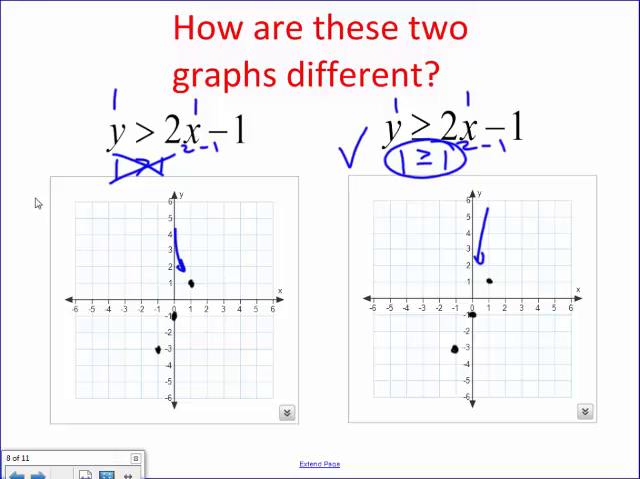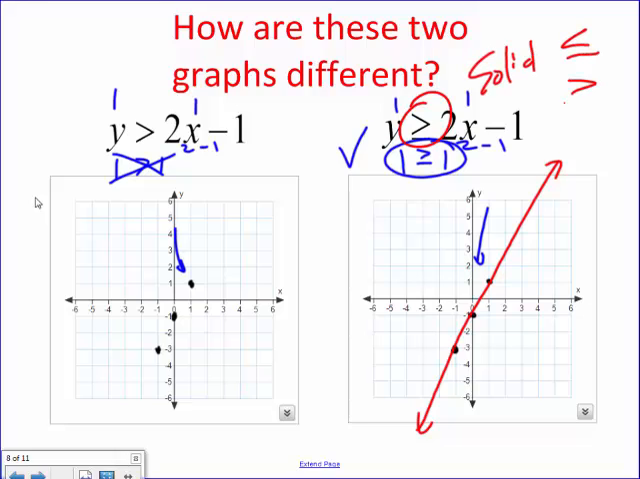So that means when there's an equal to for our symbol, right? We got an equal to with it, greater than or equal to. We have a solid line. So solid for equal to. So less than or equal to or greater than or equal to.